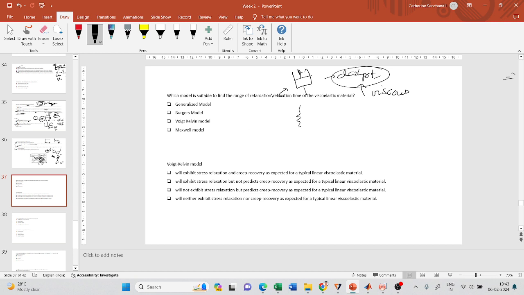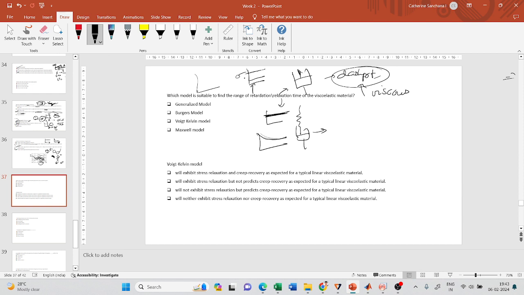So the Maxwell model will have one relaxation or retardation time. Relaxation time is when the material is subjected to a constant strain, and retardation time is when the material is subjected to a constant stress. When you subject the material to a constant strain, the stress relaxes, right? So the time taken for the stress to relax is called the relaxation time.